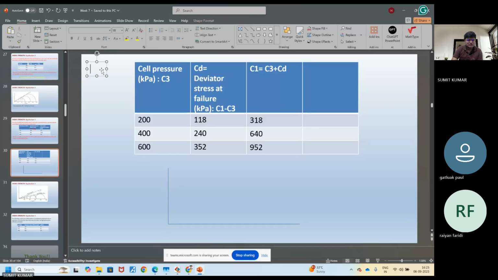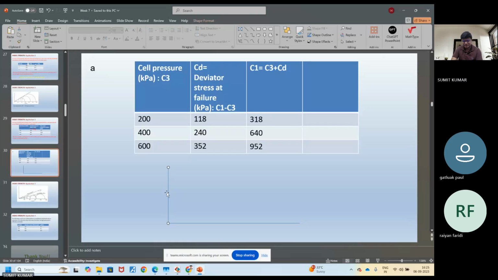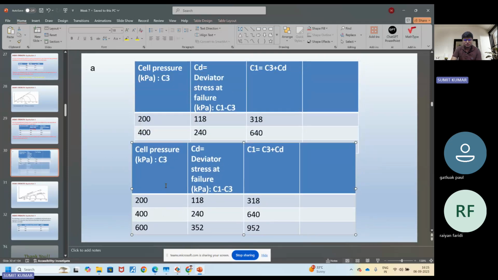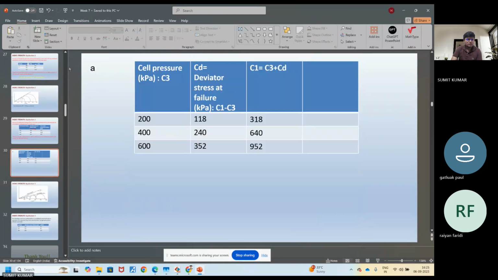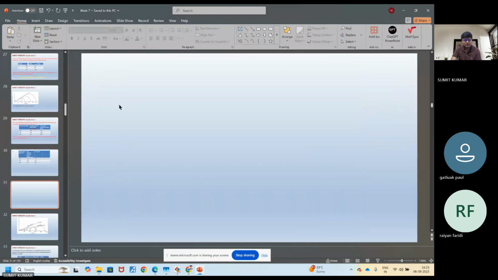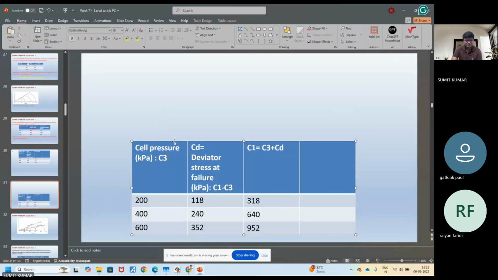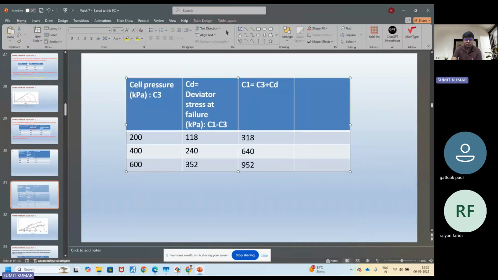This is A. Now we are going to solve the B part. So, Control C, Control V. Okay. Now let us draw the second part of the problem. And what is the second part?